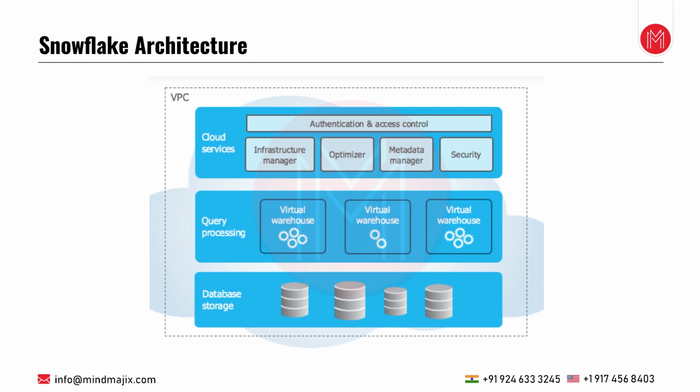So data is stored in the database layer, and we perform the queries using virtual warehouses on top of this data. And we have the infrastructure manager, optimizer, metadata manager, security, authentication, and access control. All these features together we consider as the cloud services layer. So first, the data is stored in the database, and we perform the queries in the top layer using virtual warehouses, and then the query optimizer and everything else is present in the cloud services layer.